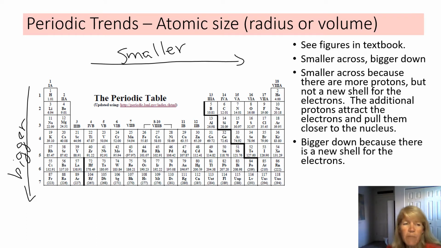Going down makes good sense as you're adding another shell for the electrons, so as you go down the column they get bigger. The smaller across maybe isn't obvious, but what's happening is you're adding more electrons and more protons, but you're not adding additional space for them to be in. And so those additional protons just pull the whole thing tighter together. So that's the trend: smaller going across, bigger going down.